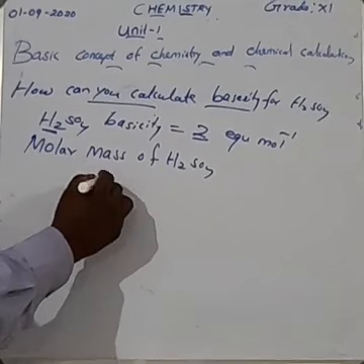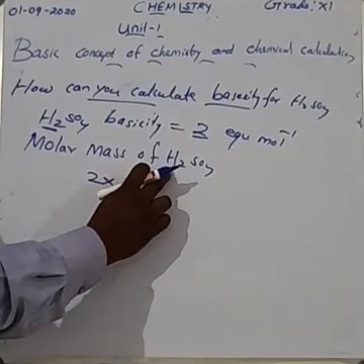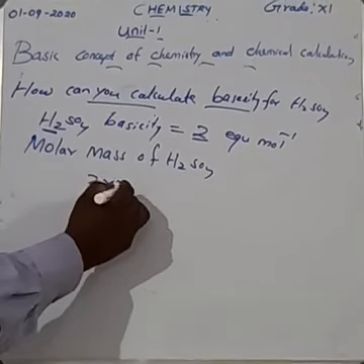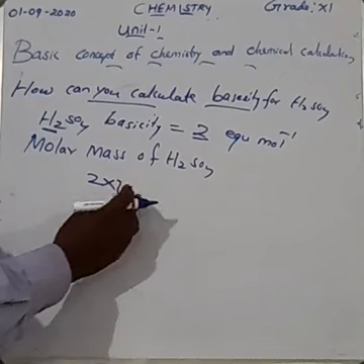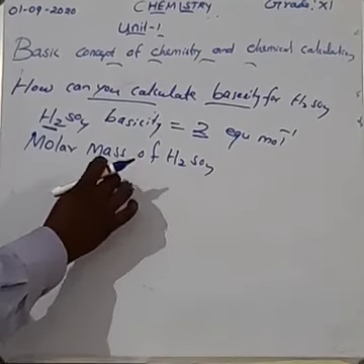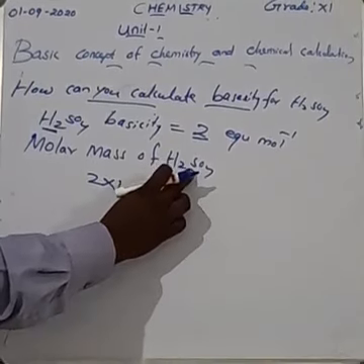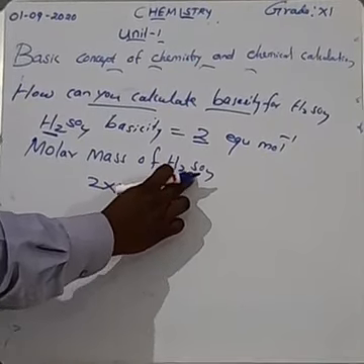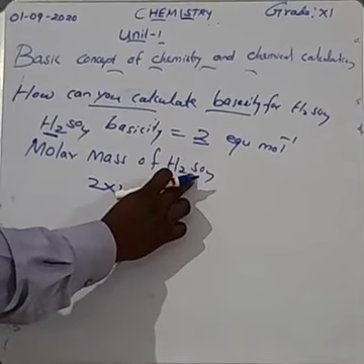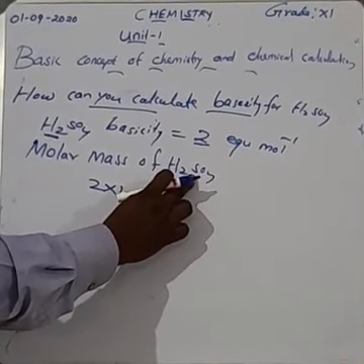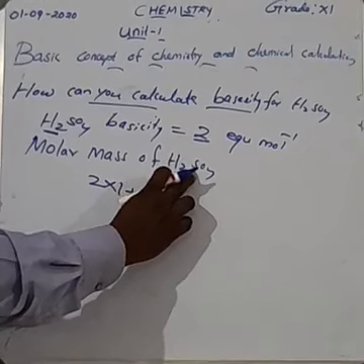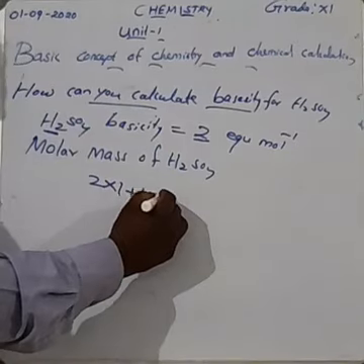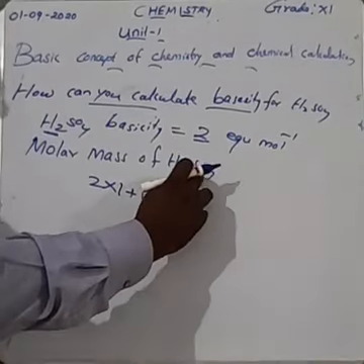So 2 into the atomic mass of hydrogen, which is 1, plus sulfur. Atomic number of sulfur is equal to 16, and the mass number of sulfur is equal to 32. How much sulfur is there? 1 sulfur. So 1 into mass number 32, plus oxygen.